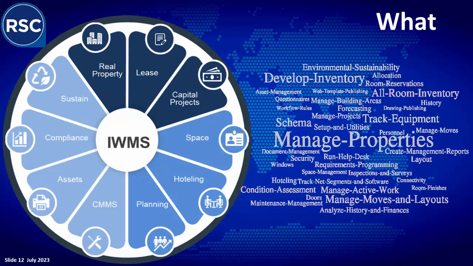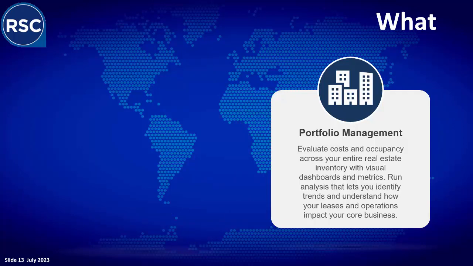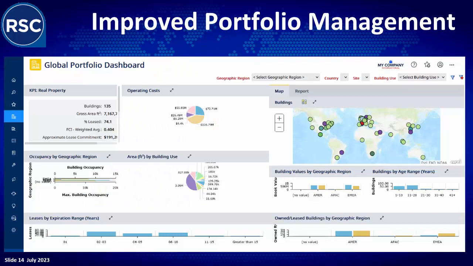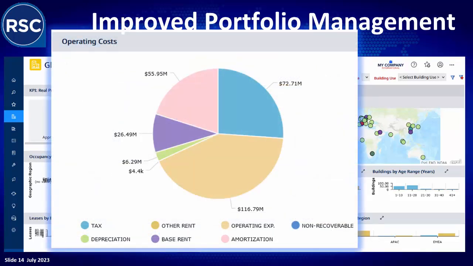So let's just dive into what portfolio management is. I'm going to hit what's called a portfolio management dashboard. And this has many activities found within an IWMS system that can enhance your indoors experience. So just basically, where are your operating costs going? You know, amortization, operating expenses, non-recoverable expenses, what's your base rents, and depreciation taxes. This can all be found in an IWMS system when you track your buildings this way.